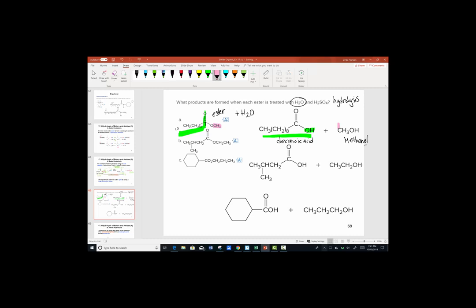For letter B, here is the acid portion, and here is the alcohol portion. As we begin writing the carboxylic acid, there's 4 carbons. So I see 1, 2, 3, 4. On carbon 3, there is a methyl group. So this would be 3-methylbutanoic acid. And on the alcohol portion, there are 2 carbons, and so the alcohol becomes ethanol.